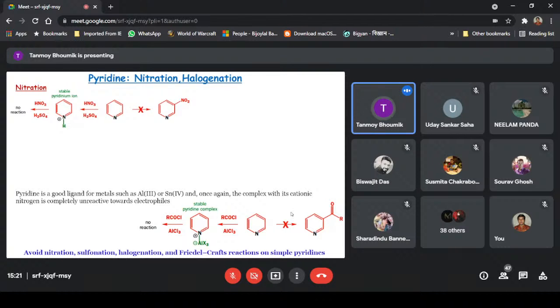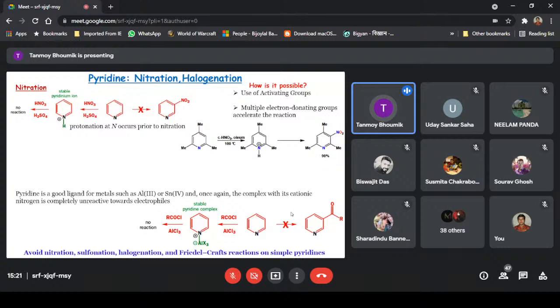But when the pyridine nucleus itself is free, then for different kinds of nitration conditions the product will be different. How is this possible? Here we use activating groups, and multiple electron-donating groups accelerate the reaction. So if you have acetyl groups at positions 1, 2, 3 and then concentrated nitric acid, the nitration happens.